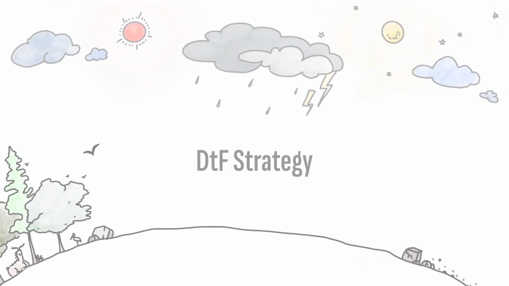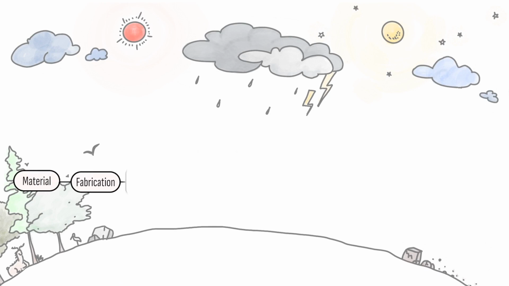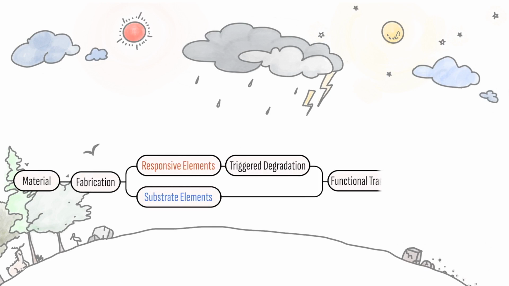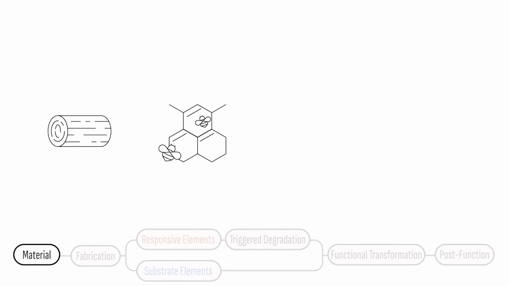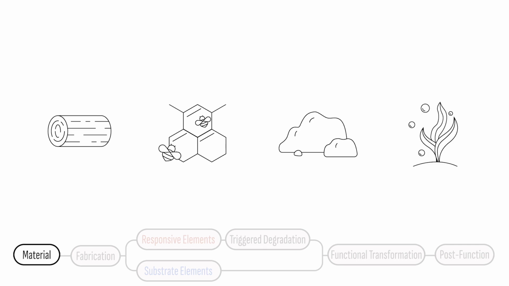These devices are all developed under the Degrade to Function strategy. It is an approach that uses controlled and gradual material and structural degradation. It involves using natural materials such as wood, beeswax, calcium carbonate, and alginate. These materials are environmentally benign and do not introduce harmful substances as they degrade.